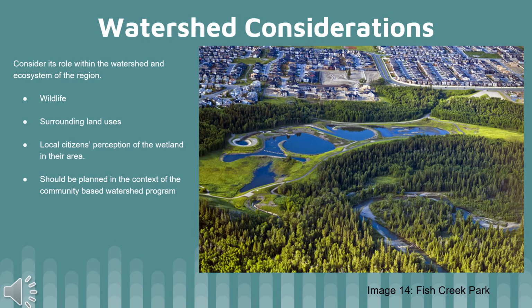When developing a constructed treatment wetland, you should consider its role within the watershed as well as within the broader ecosystem context of the region. Aspects to this role include potential water quality impacts to surface waters and groundwaters, things like physical, chemical, biological, and thermal impacts, surrounding and upstream land uses, location of the wetland in relation to wildlife corridors or flyways, potential threats from the introduction of non-native plant or animal species, and also the local citizens' perception of constructed treatment wetlands in their area.